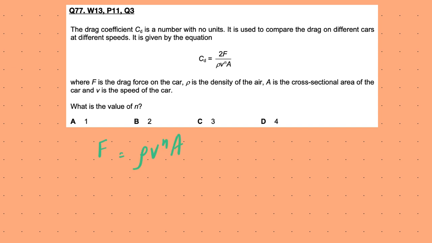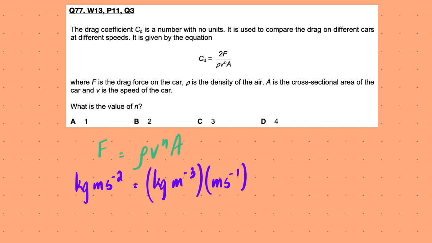Again, let me just go over this. CD has no units, 2 has no units. So in the context of base units, they are pretty much useless. So ignoring these two, I can write this as F equals rho V to the N into A. And now I'll plug in my units. So F is force, so that's mass and acceleration, kg meter per second square. Rho is density, which is kg per meter cube. V is speed, which is meter per second, and this is raised to the power n, and area is meter square.